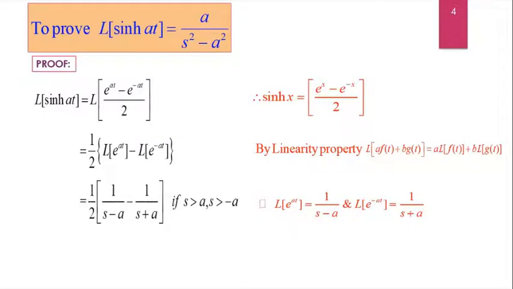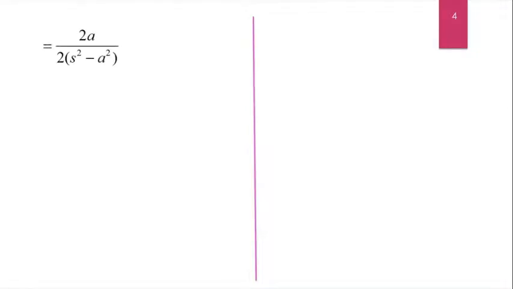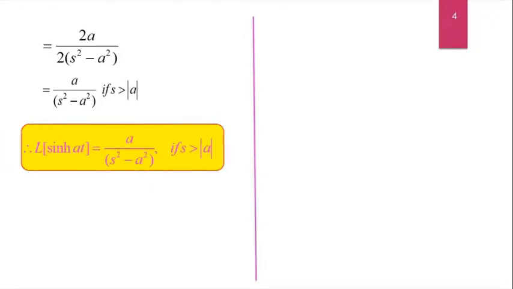So now when we substitute, we get 1 by 2 times 1 divided by s minus a minus 1 divided by s plus a, if s is greater than a, and s is greater than minus a. When further simplified, we get s plus a minus s minus a divided by 2 times s minus a times s plus a. When further simplified, we get 2a divided by 2 times s squared minus a squared, hence giving us the result Laplace of sinh at is equal to a divided by s squared minus a squared if s is greater than modulus of a.